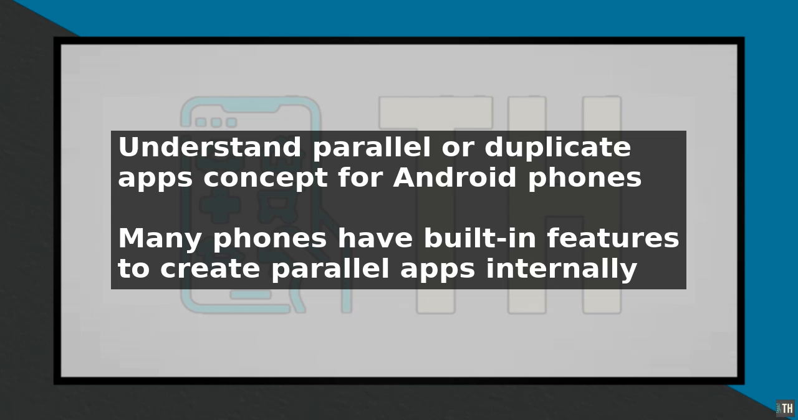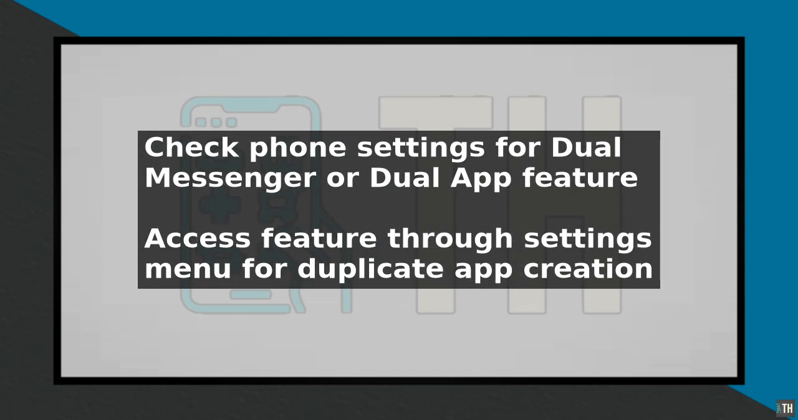First, check if your phone has a built-in feature to create parallel apps. For example, some phones have a feature called Dual Messenger or Dual App, which allows you to create a duplicate of a Messenger app. To access this feature, go to your phone's settings menu. Then look for the Dual Messenger or Dual App option.